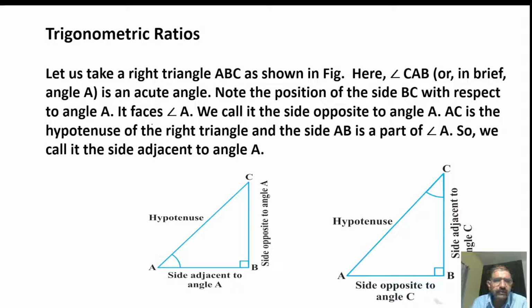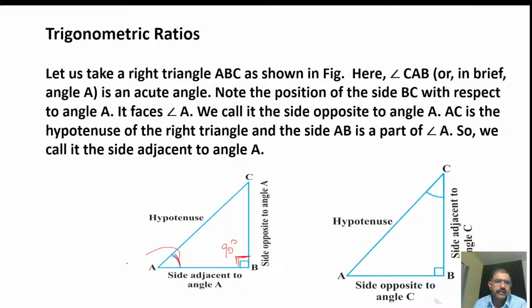Trigonometric ratios. So here we are going to discuss some certain trigonometric ratios. Let us take a right triangle ABC as shown in the figure. Here the triangle is given ABC. One of the angles, this angle, is 90 degrees. You are familiar, right angle triangle, 90 degrees. Here angle CAB, or in brief angle A, is an acute angle. So this is shown here.